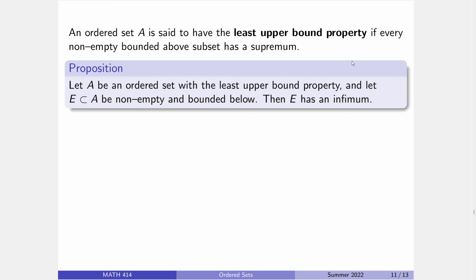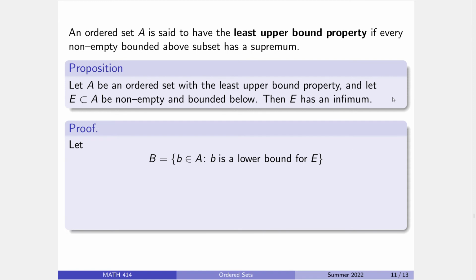So what do we need to prove here? We're being asked to prove that if you've got a non-empty set that's bounded below, it's got an infimum, under the auspices of a set with the least upper bound property. So how would you approach this? Well, think about what the least upper bound property says. If I've got a non-empty bounded above subset, I can find a supremum. So I need a non-empty set, I need it to be bounded above, then I can invoke a supremum.